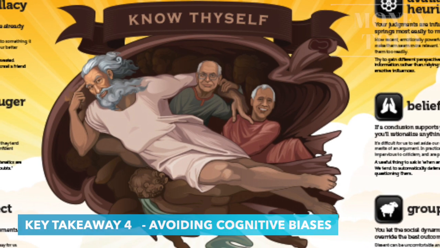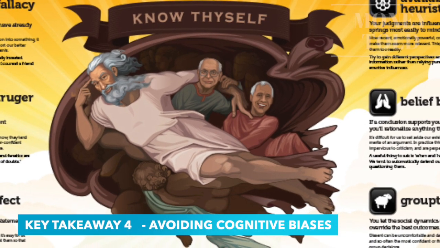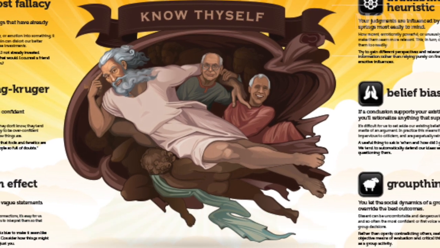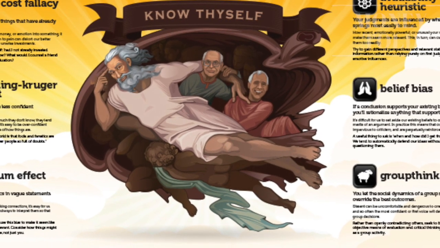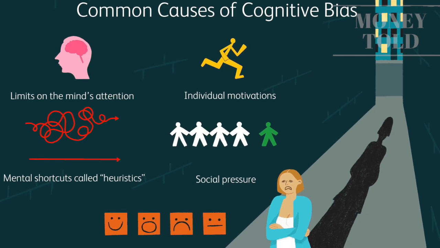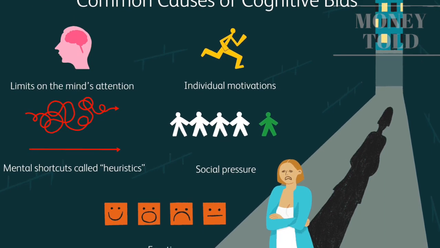Key takeaway 4: Avoiding cognitive biases. Our fourth takeaway is the importance of recognizing and avoiding cognitive biases. Munger emphasizes the need to be aware of these mental shortcuts that can lead us astray.